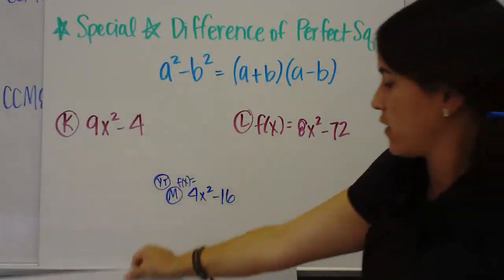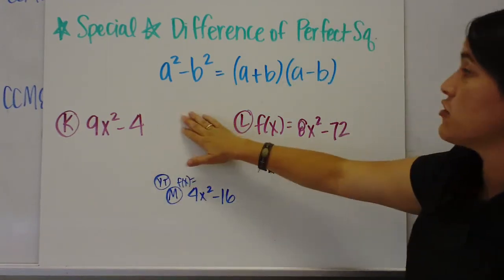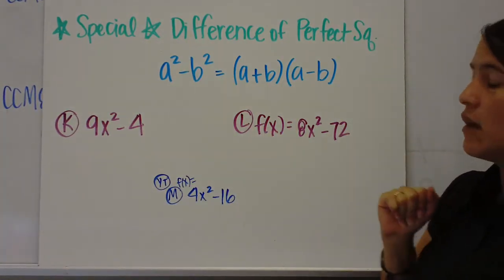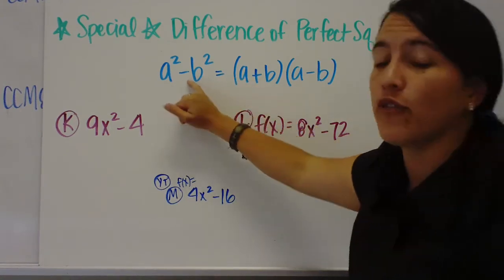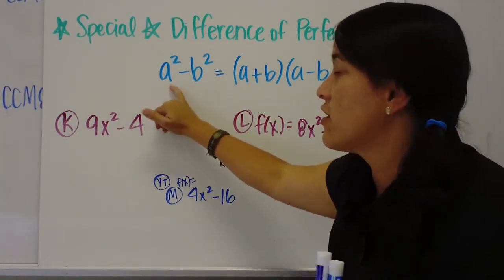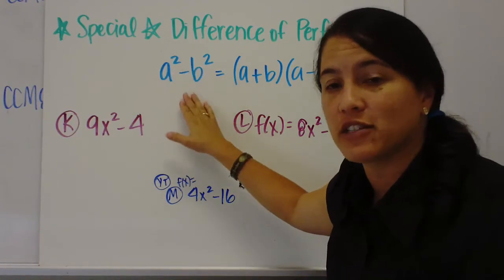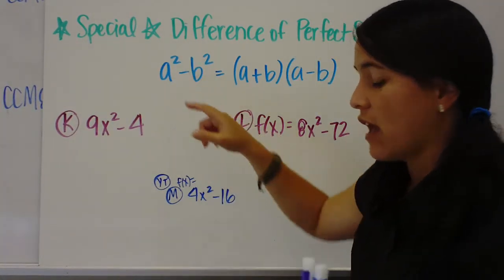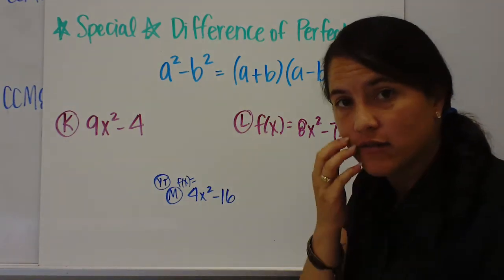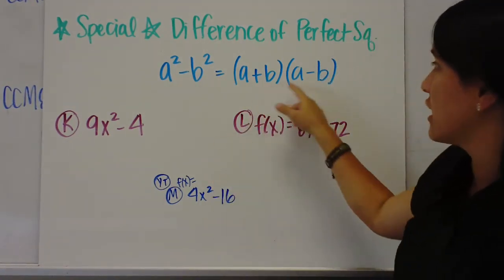All right, here's another special case that I want you to get down. Pause it, copy this down. If you have a difference of perfect squares, so that means your first term is a perfect square, your second term is a perfect square, and it's a difference of perfect squares. Then when you're going to factor it, it's going to look like this.